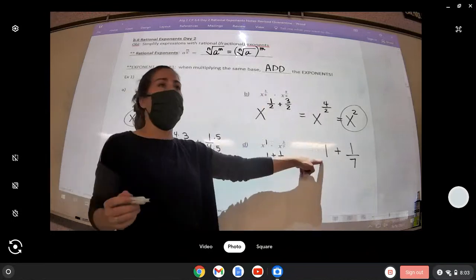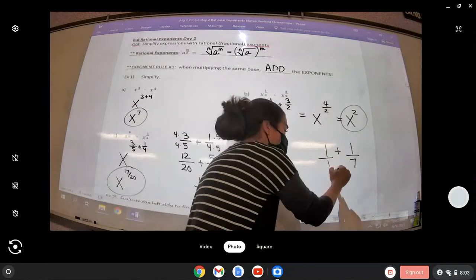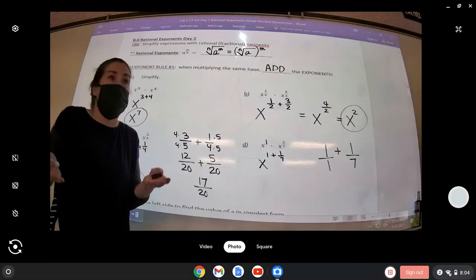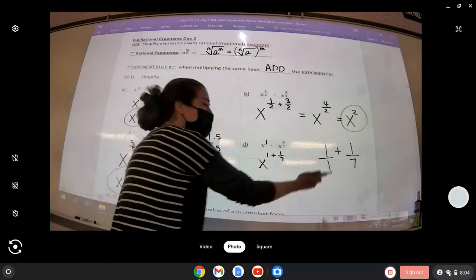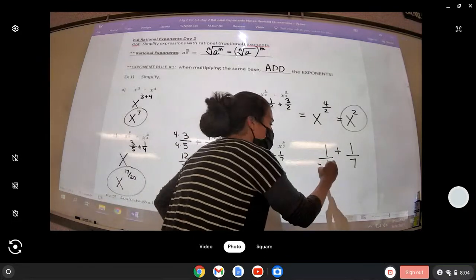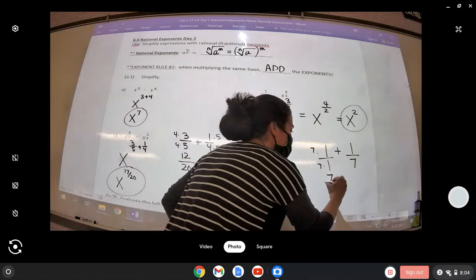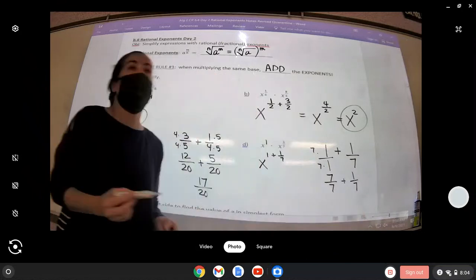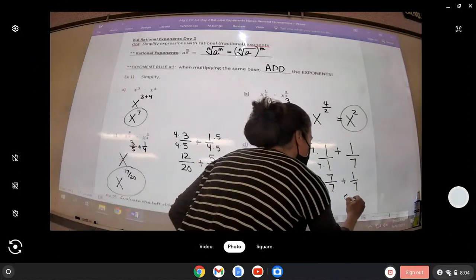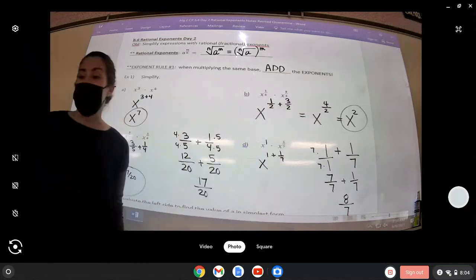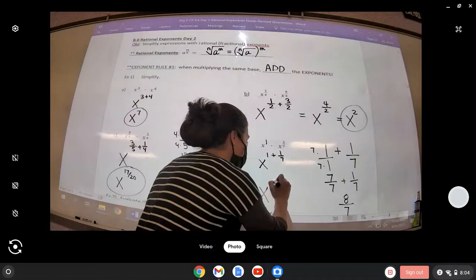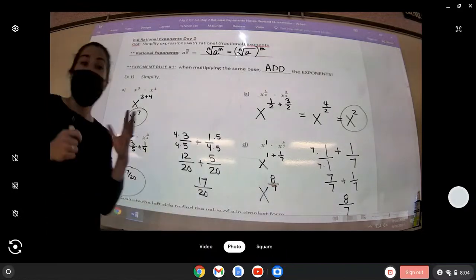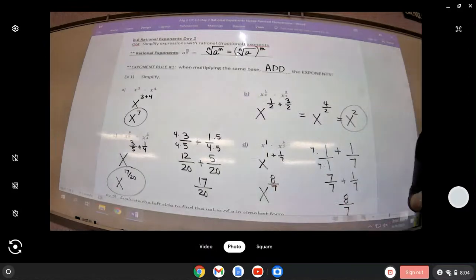All right, how do I make 1 a fraction? Throw it over 1, and now you have to find a common denominator between 1 and 7. What number can 1 and 7 both become? Well, 7, and 7's already 7. So we only have to change this fraction. So times top and bottom by 7, and you get 7/7, which is 1, plus 1/7. And now we have 7 plus 1 on top is 8 over a common denominator of 7. So we get 8/7. So this is going to be x to the 8 over 7.